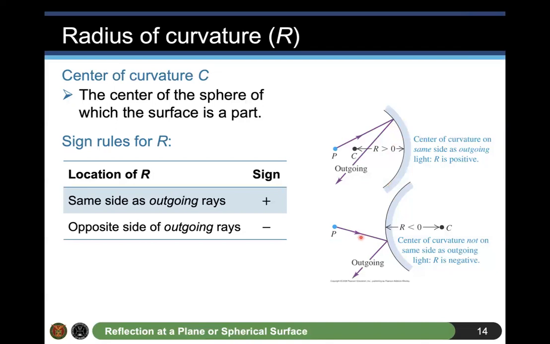Pag yung light ray tumama sa surface na kung saan parang mountain, parang bundok, right? Then R is negative. Okay. And this is just true for reflection, kasi nga, yung incoming sa outgoing plane are the same. Okay?